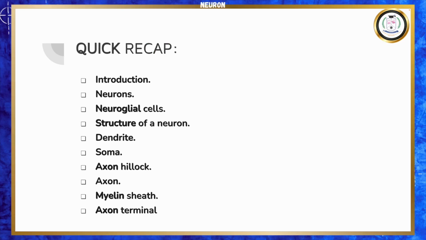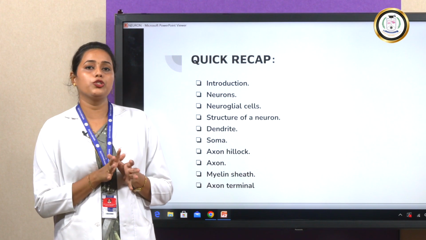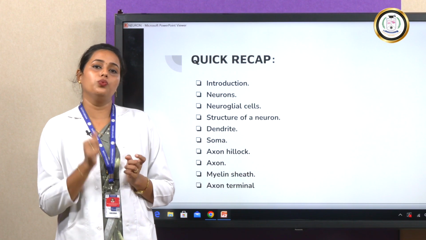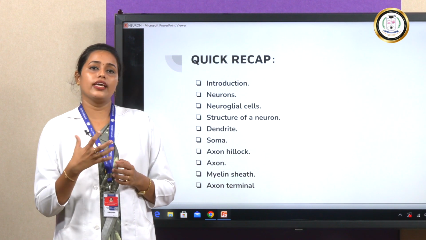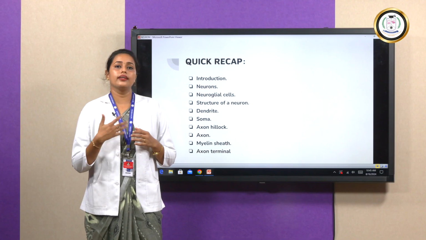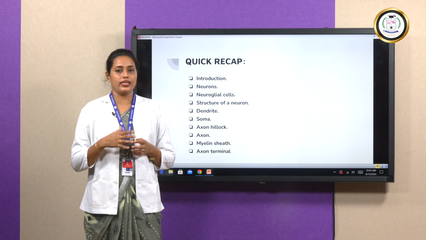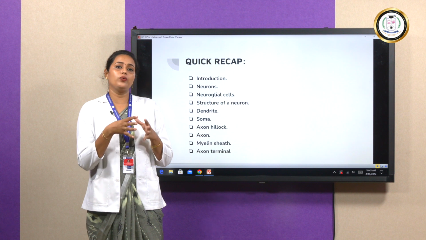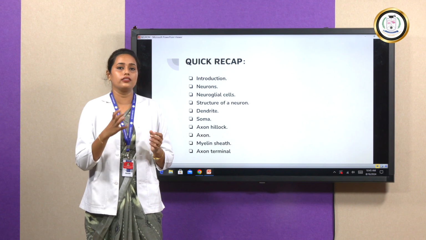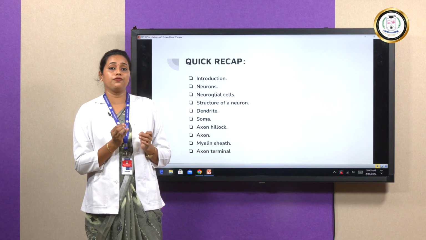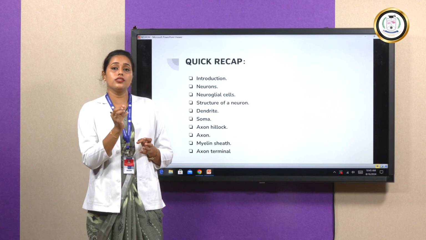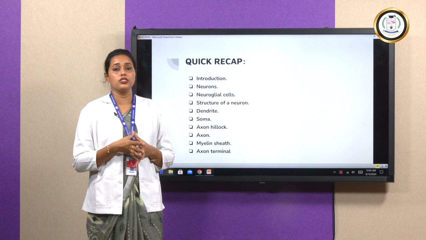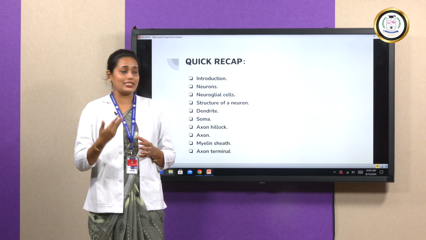Then we discussed the structure of the neuron. We started with the dendrite, which is an extensive branching that tapers distally, forming a dendritic tree. As they taper distally, they reduce in diameter. Then we discussed the soma, also known as the cell body. The cell body consists of the nucleus and other essential organelles. To be more specific, we had the Nissl granules, which are responsible for protein synthesis.